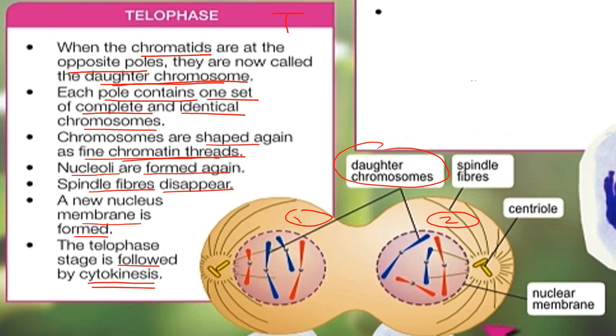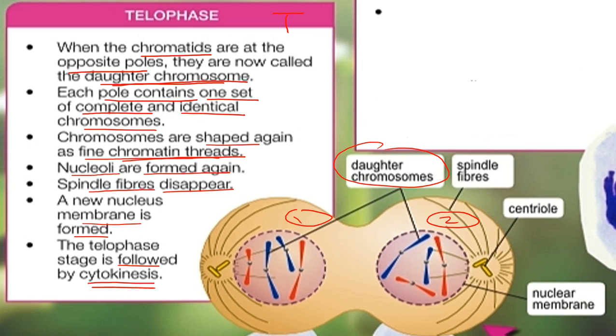So kena ingat di sini dalam telophase, apa yang terjadi adalah the chromatid already reach the opposite poles. Now we call as daughter chromosome. And then apa yang kamu perlu ingat di sini ialah apa yang hilang tadi dia akan muncul semula, dan apa yang muncul dia akan hilang semula.